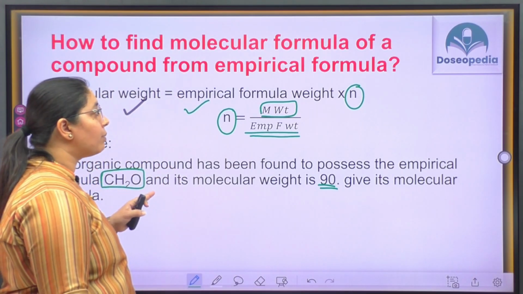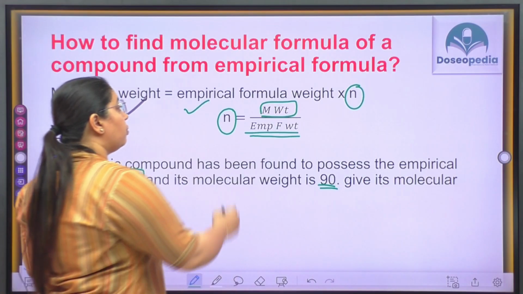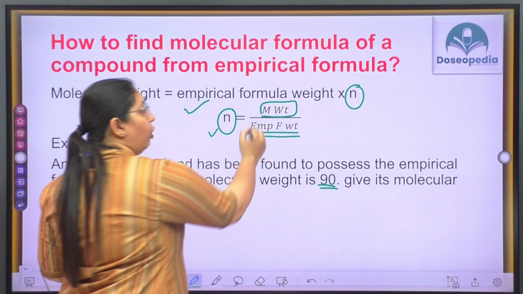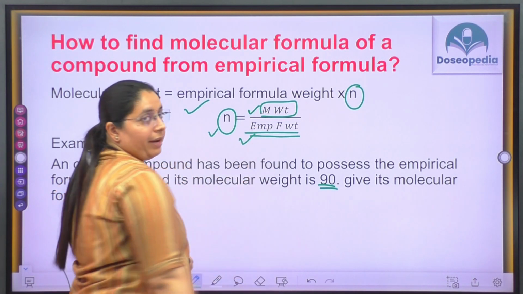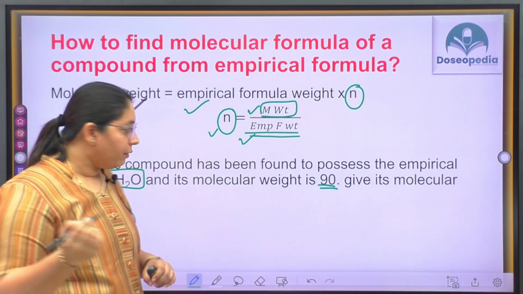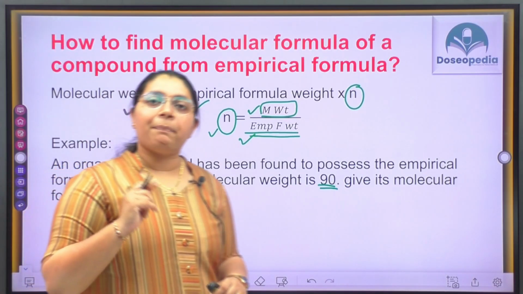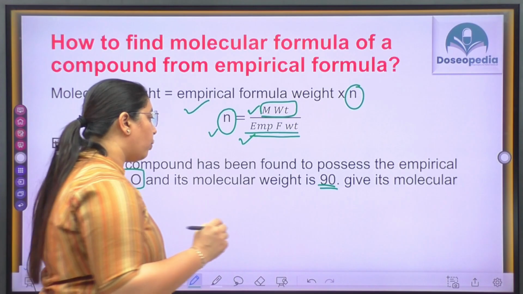So to find out its molecular formula, we should have n, right? And also we should have the molecular weight and the empirical formula weight. The molecular weight is given to you, that is 90, but we have to find what? The empirical formula weight. So let's find it out.